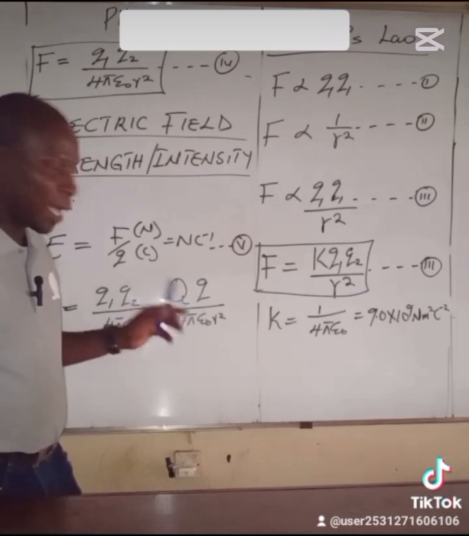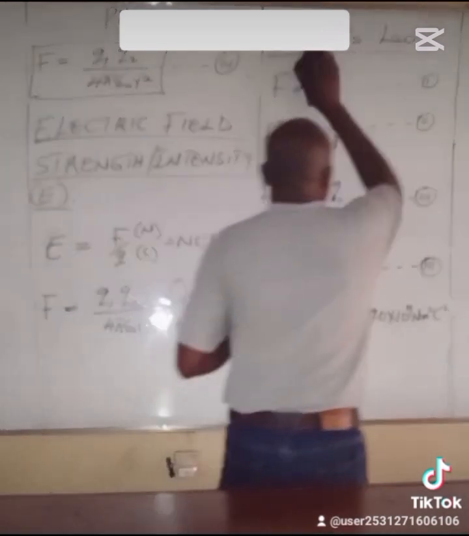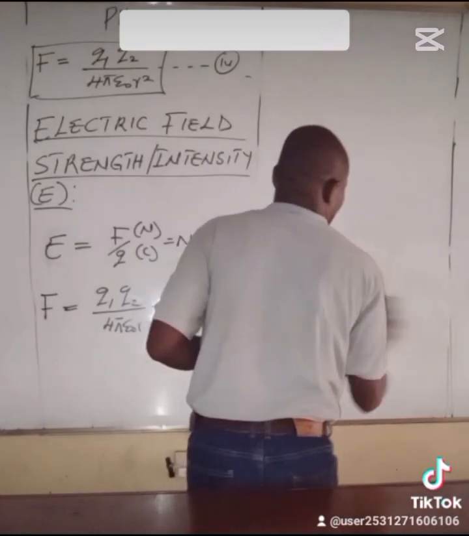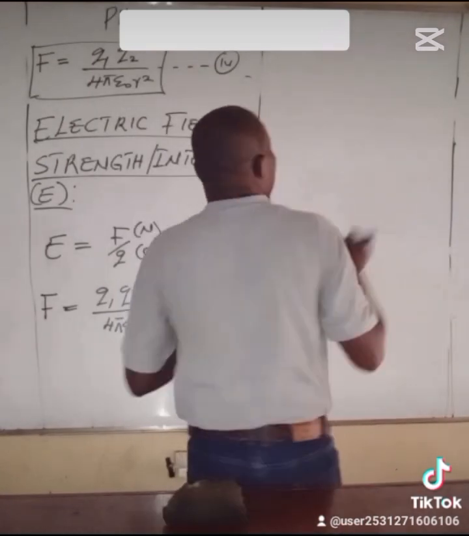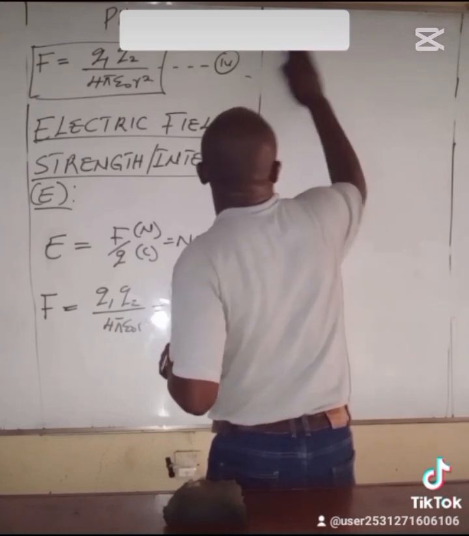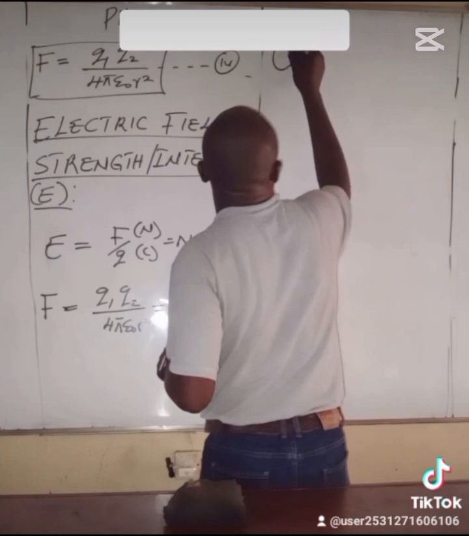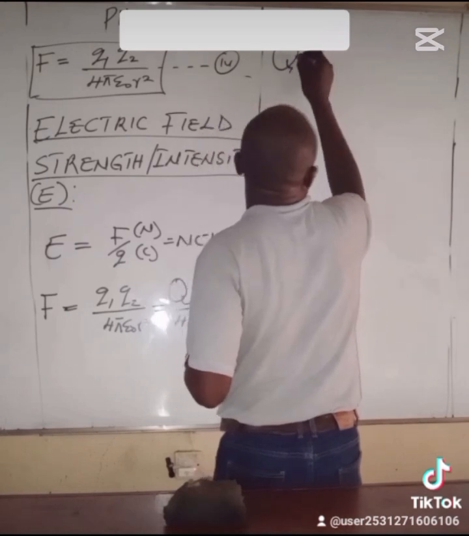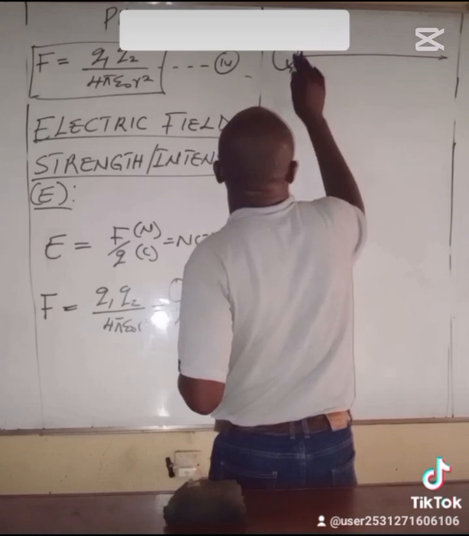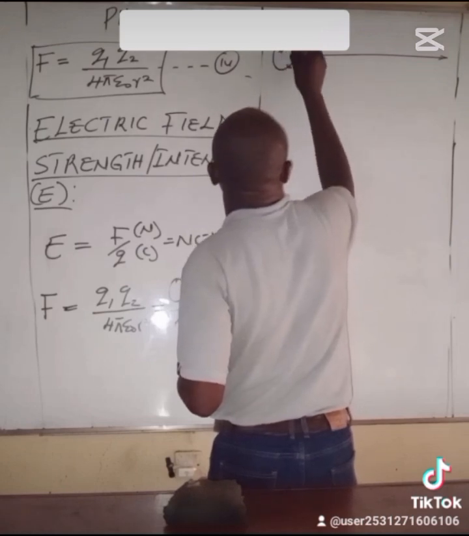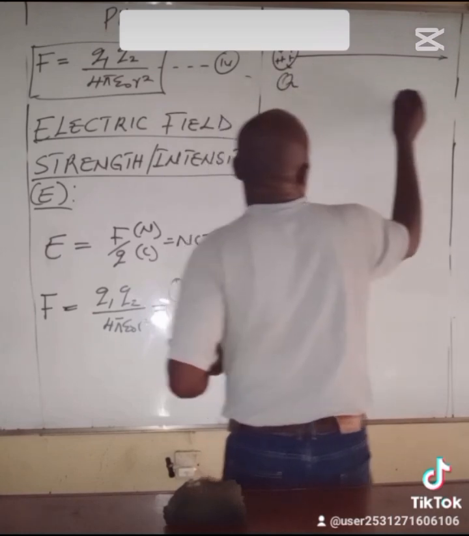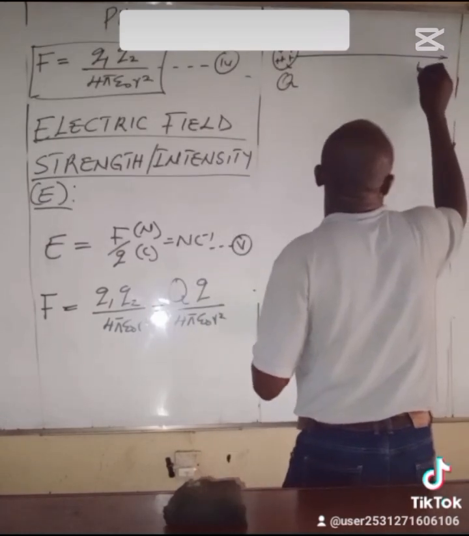Okay, let me use a diagram to explain it a bit. We have a point charge situated in a vacuum. Okay, and this point charge is positively charged. And then we have a test charge somewhere here at this point A.